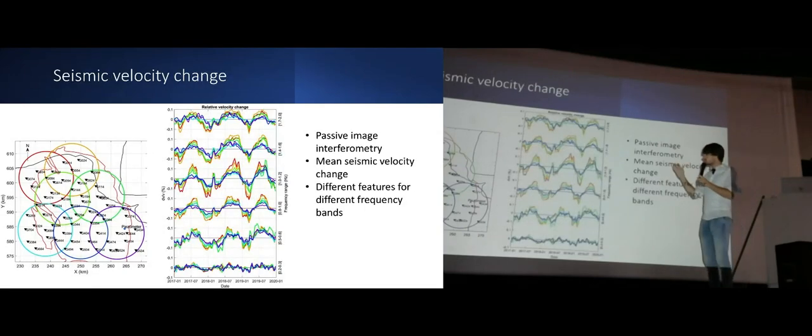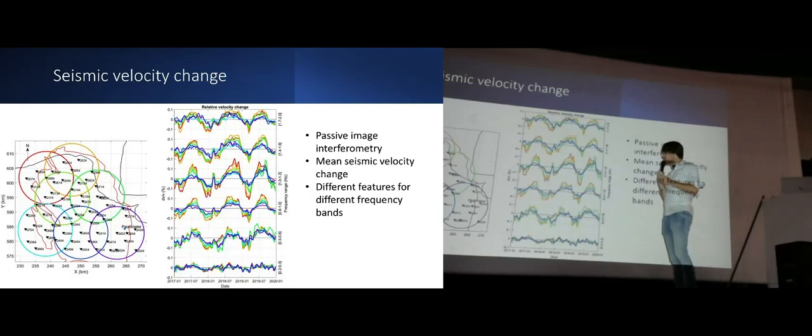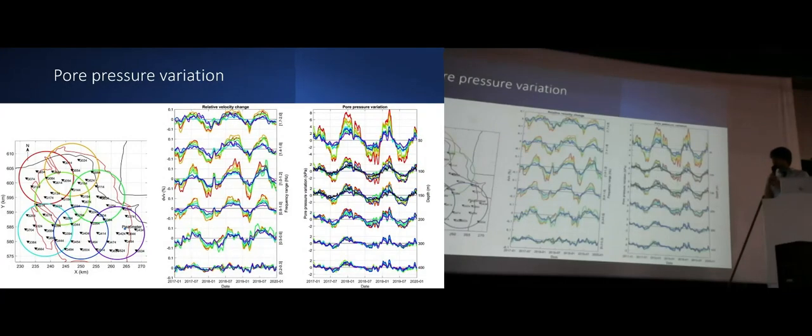All the different colors correspond to a different region that's shown here on the left. And the vertical axis shows different frequency ranges. You can see some different features here for different frequency ranges, but I'll not go into detail now. I think it's most interesting now to see if we can invert for pore pressure variation. For each of those indicated regions, we also computed the pore pressure sensitivity kernel. If you invert that, and I'll show you on my poster how we did this, you can get pore pressure variation as a function of time, depth, and region. And that's shown here on the right.